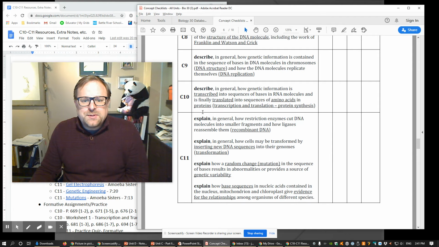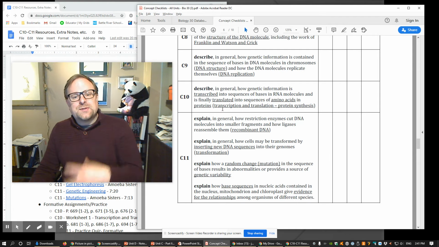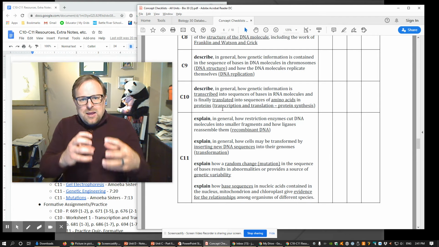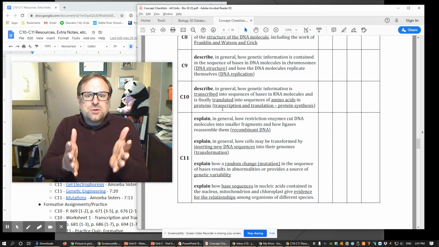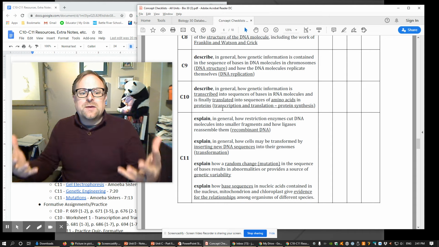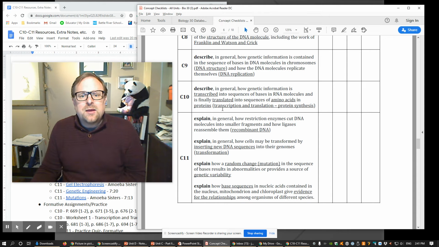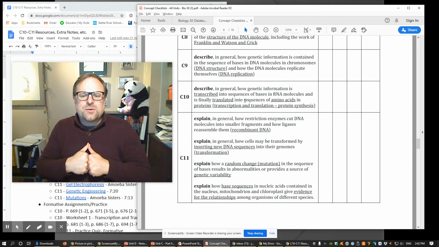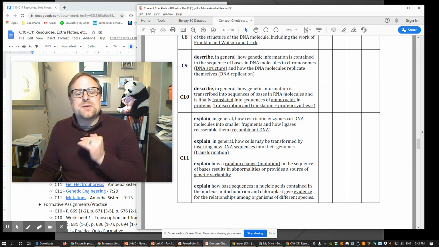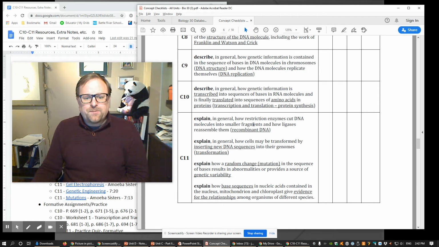So concept C10 is all about protein synthesis. It's all about taking what's in the DNA molecule and translating that eventually into a protein molecule, which gives us the appearance that we see for whatever gene that we're trying to express. We're going to talk about things like messenger RNA, transcription, translation, amino acids, all of those kinds of things. So protein synthesis is really what C10 is all about.